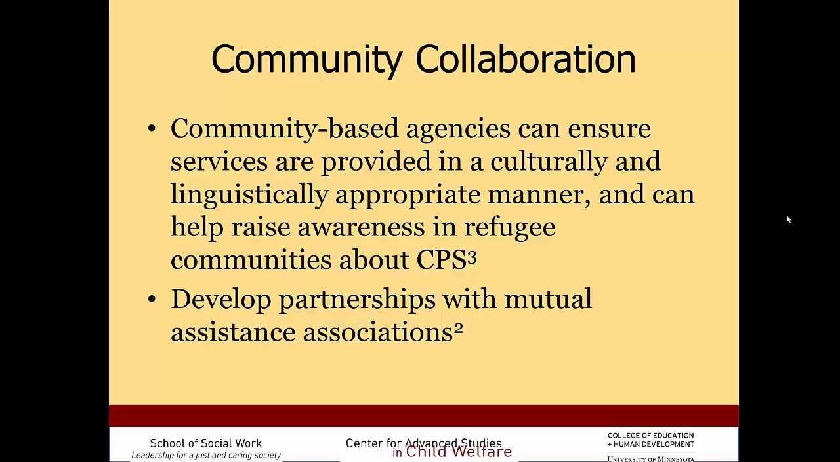Much of the research on refugees in the child welfare system suggests that child welfare systems should develop collaborations with ethnic community-based agencies. These community-based agencies can ensure that services are provided in a culturally and linguistically appropriate manner and can help raise awareness within refugee communities about child protective services.